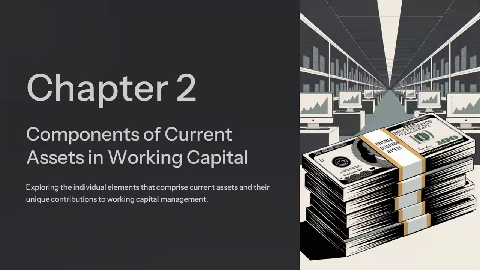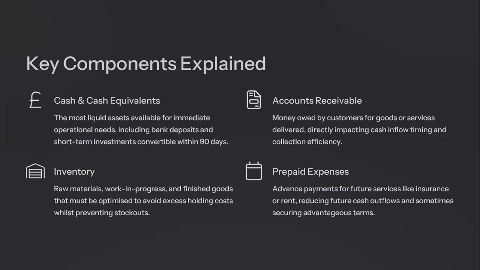Now let's talk about components of current assets in working capital. First, we'll talk about cash and cash equivalents. These are the most liquid assets available for immediate operational needs, including bank deposits, short-term investments, and other investments which are convertible within 90 days. So bank, plastic money, near money, FD, short-term investments, these are called cash and cash equivalents.